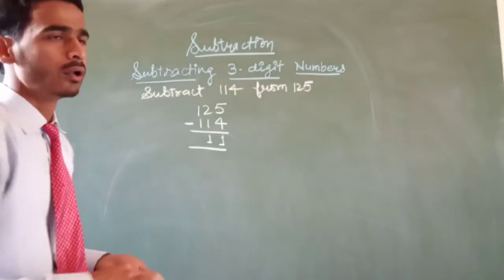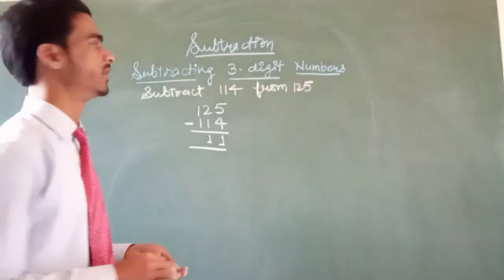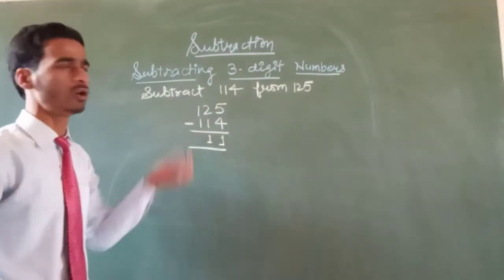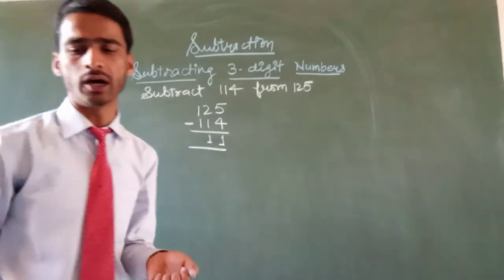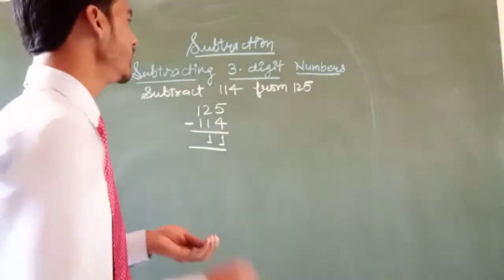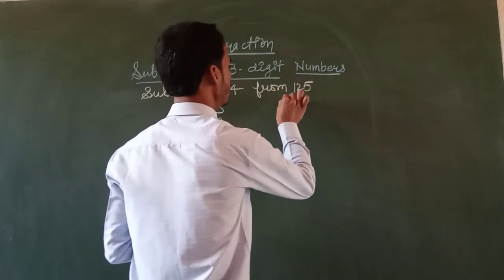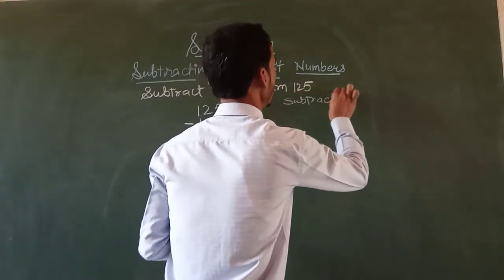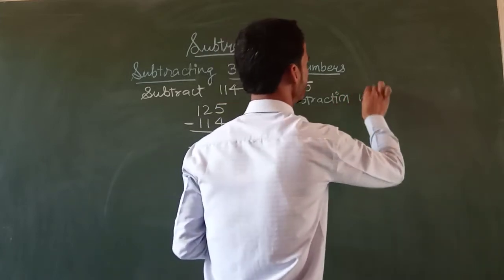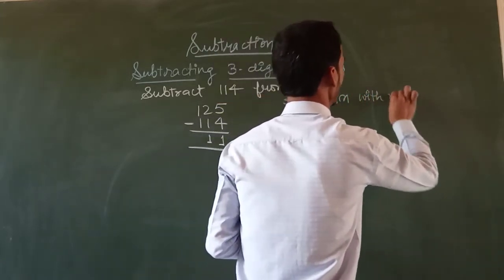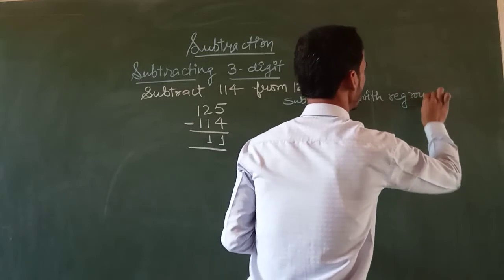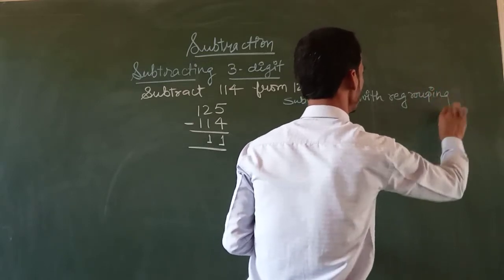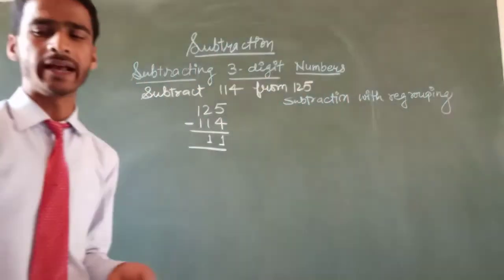Now the next topic is subtraction with regrouping. That was subtraction without regrouping, and now we have to learn subtraction with regrouping. How can we subtract numbers with regrouping? Let's see, and that is 3-digit numbers also. Let's take an example.